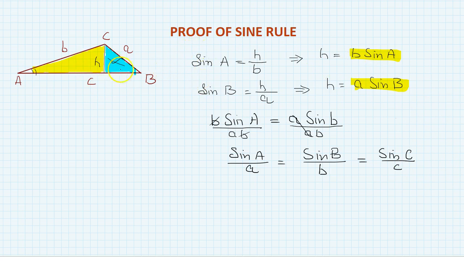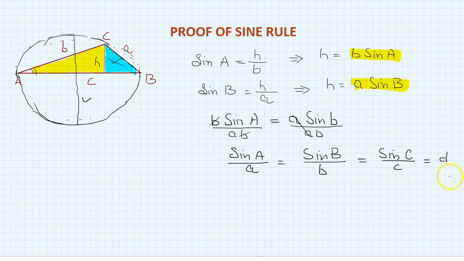Now for those who want to know further, this ratio is equal to D. And what is D? My circle is not okay, but anyway, just to give you an idea: if there is a circle passing through A, B and C, then D is the diameter of this circle. So you can calculate the diameter by using this formula also.